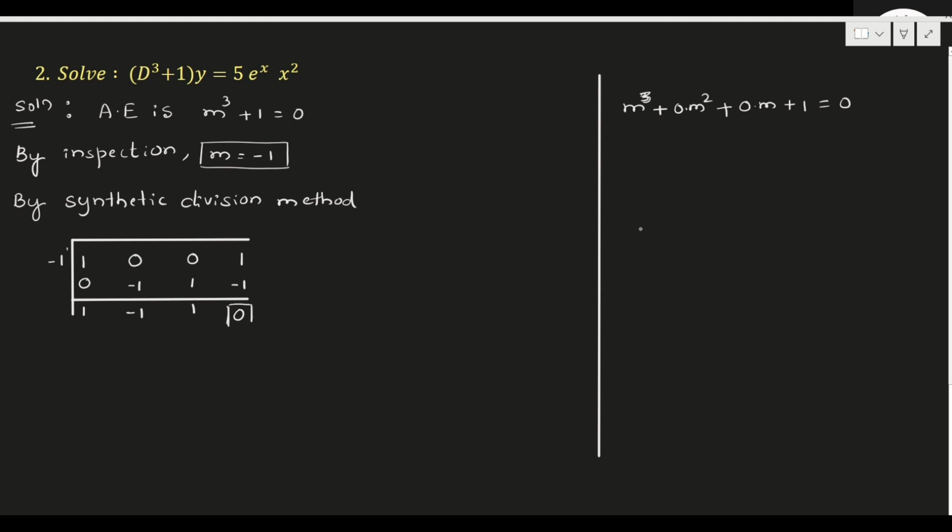We have eliminated the fourth term, that is, we have reduced the cubic equation to a quadratic equation. Now this can be written as m^2 minus m + 1 = 0. By synthetic division, we have reduced this cubic equation to a quadratic equation. Again, when you simplify this, you should get 2 roots, but we can't do simple factorization.